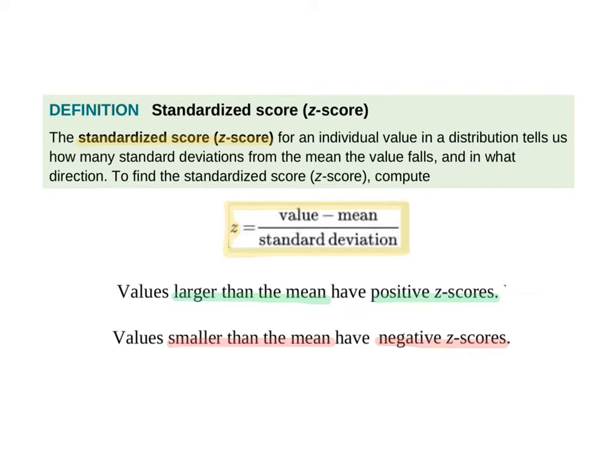And so there is an equation, of course, it's mathematics, to find your standardized score or your z-score. So we would say z is equal to the value, so that data point, that individual value in a distribution, minus the mean divided by the standard deviation. So values that are larger than the mean have positive z-scores, and values that are smaller than the mean have negative z-scores. So it would make sense that something to the left is negative and something to the right of the mean is positive.